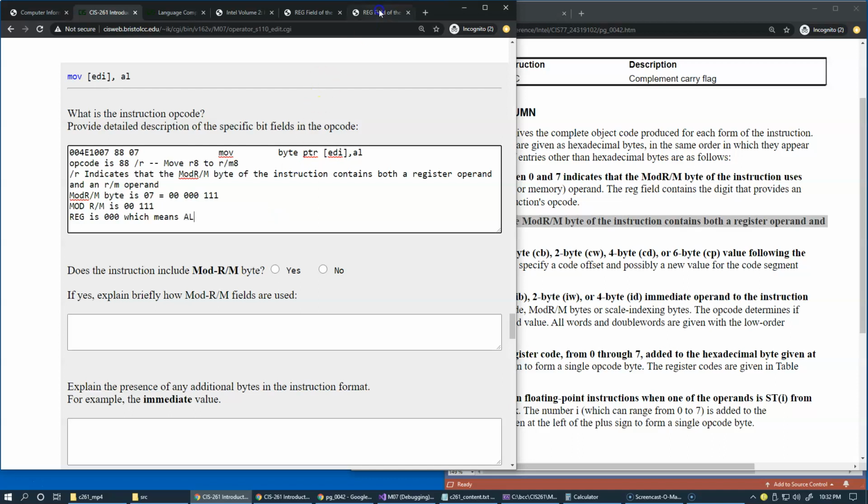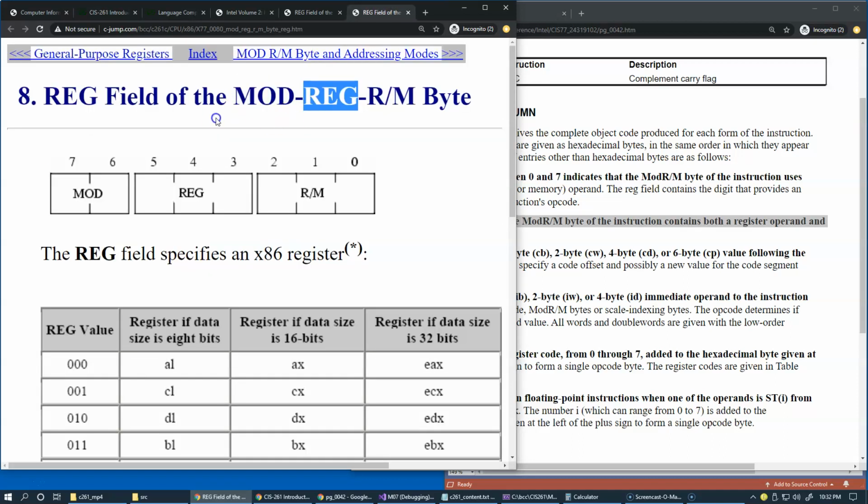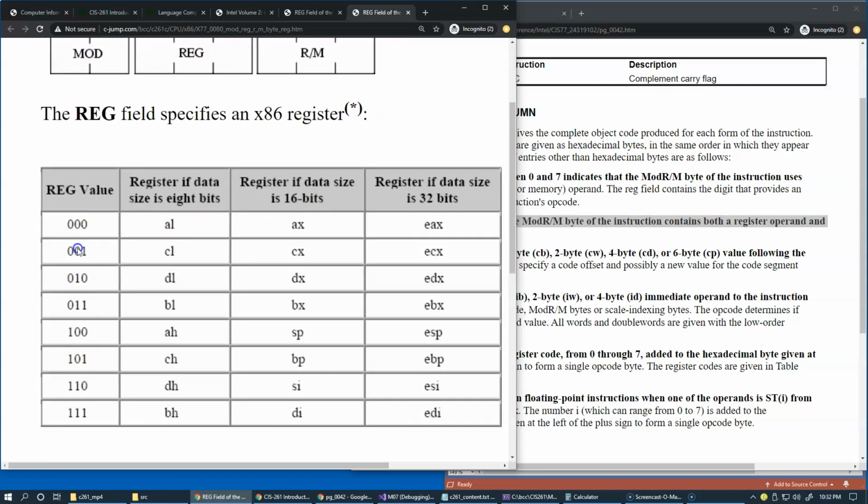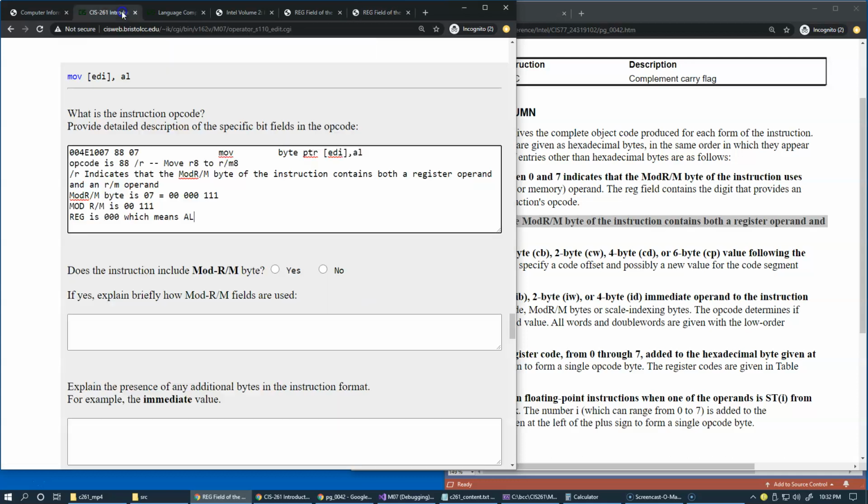AL. So remember, we have this table for a reg field portion of the mode reg RM byte. This is like part 8 of our slides, so these are the codes, and these are the names of the registers that they could represent in different situations. But we already knew that this is 8-bit because right here the instruction reference told us so. So which means AL.